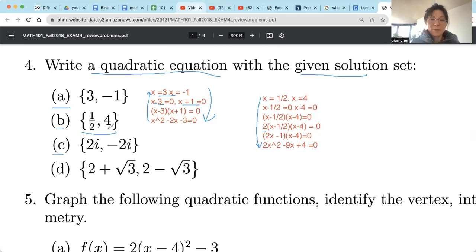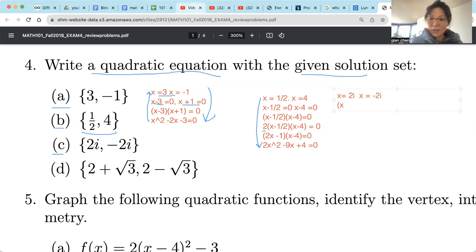Let's see C. We're going to do it exactly the same way. So I got x equals 2i. Even though it's complex solutions, the way of coming up with an equation is exactly the same. The process is the same. Complex solutions and irrational solutions come in pairs. So you see here, complex solutions have 2i and -2i. So they are conjugates. The solutions come in pairs.